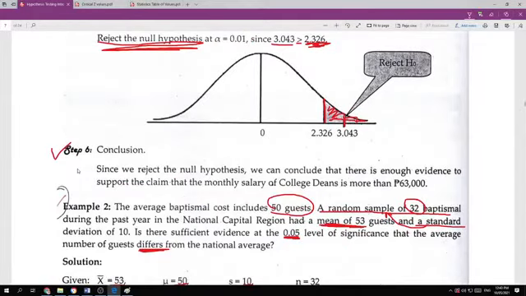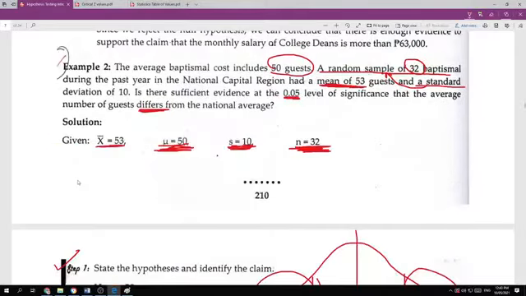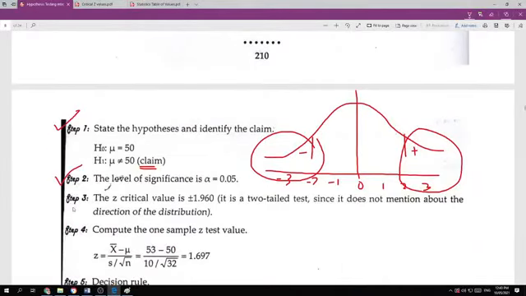Section Galileo, is example number 1 clear? Yes, sir. Okay, let's proceed to example number 2. Let's continue this example number 2. Let's go to the critical z value right away.